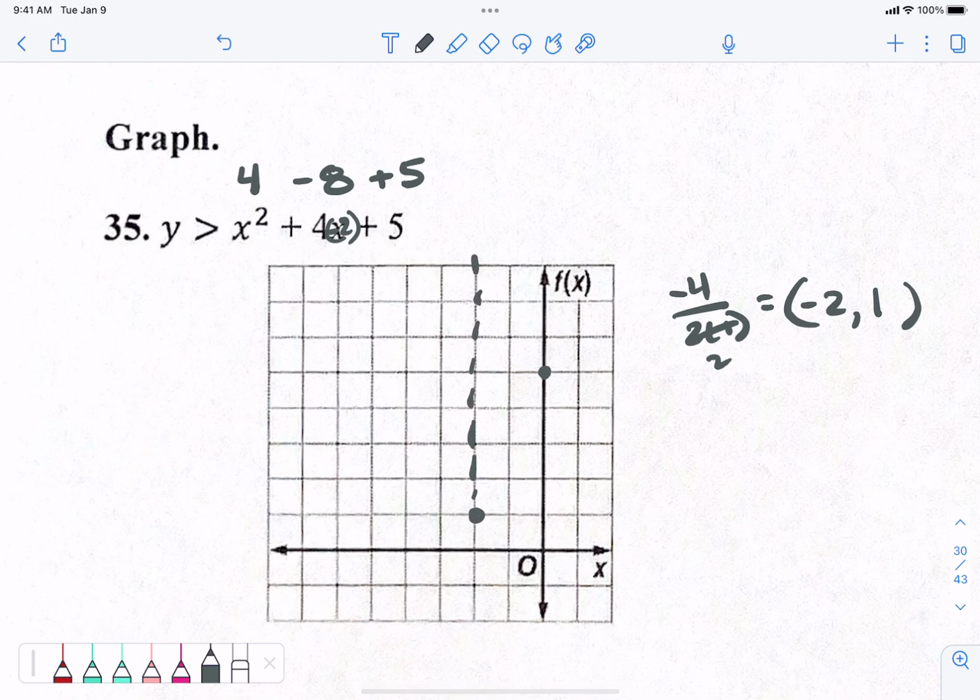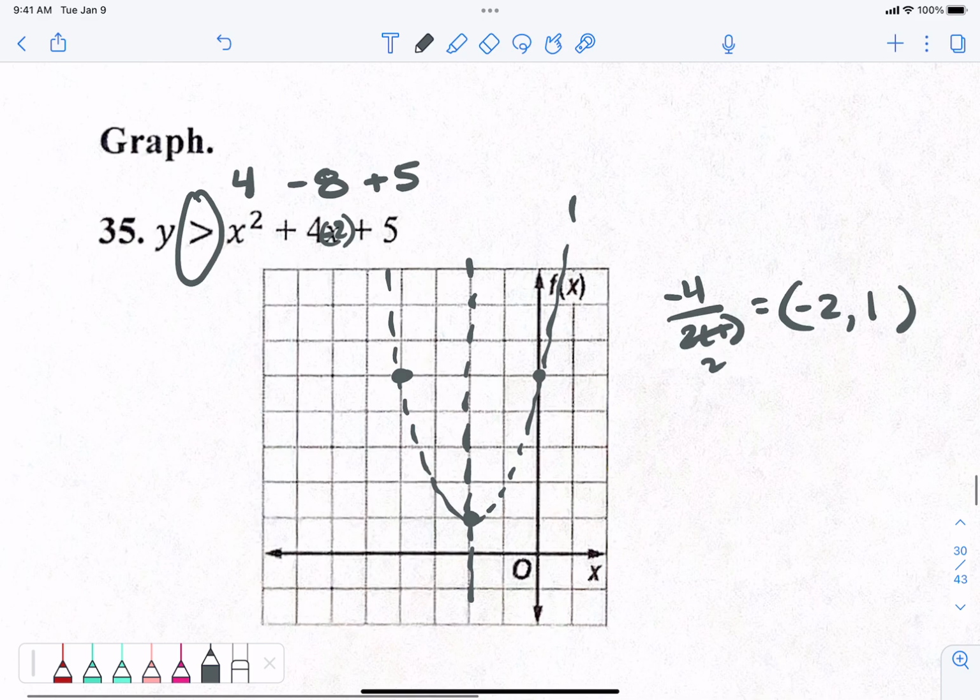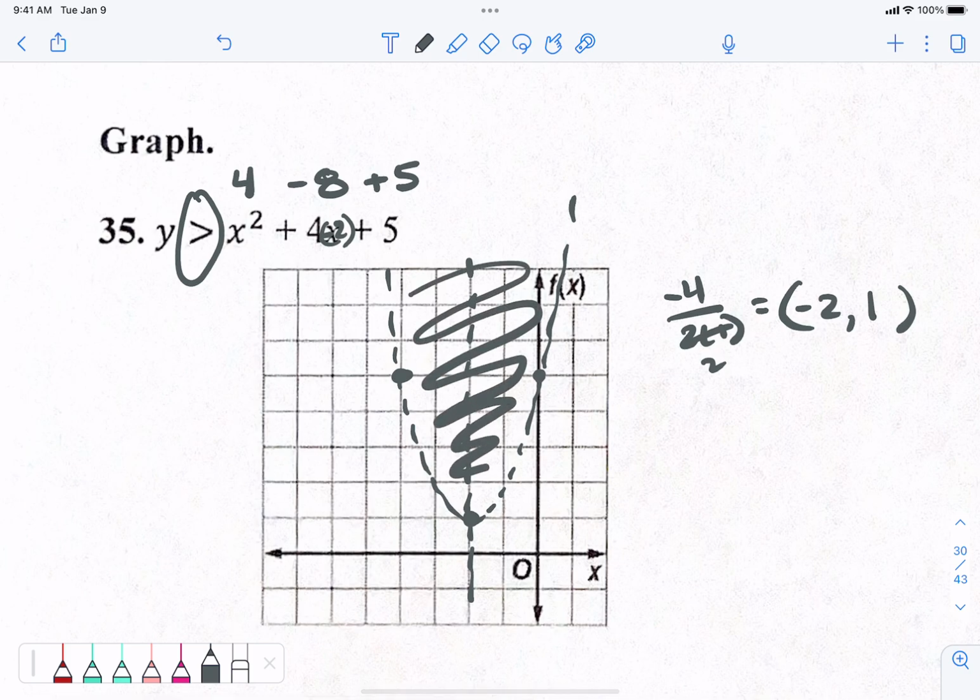Here's my axis of symmetry if that helps. And I know that I'm going to have this same dot over here on the other side. Is it a solid line or a dotted line to make my parabola? Dotted, because it's just greater than. And y is greater than, so we're going to shade inside.